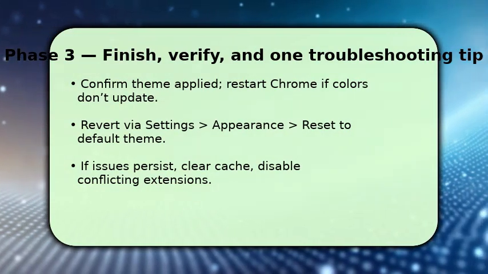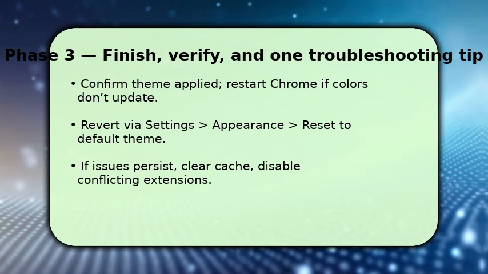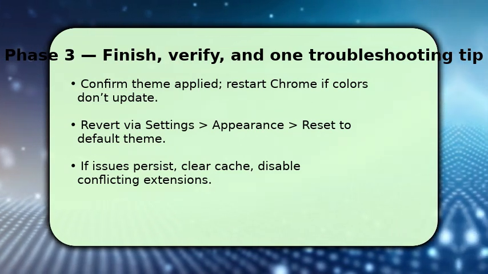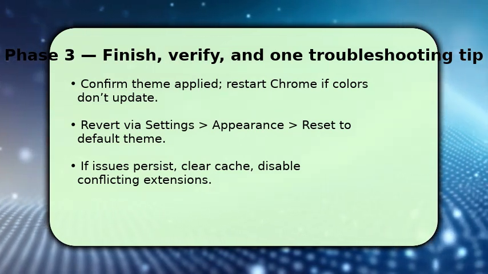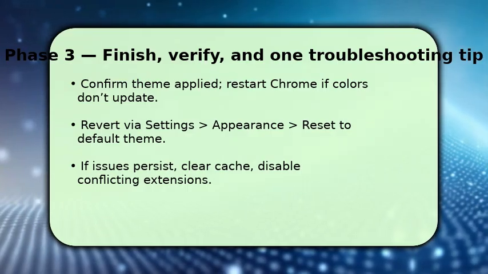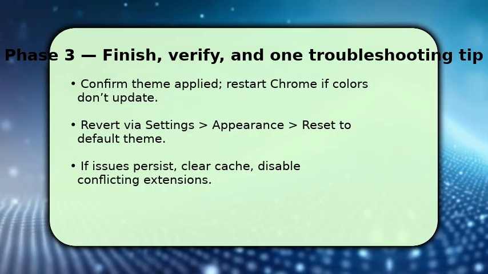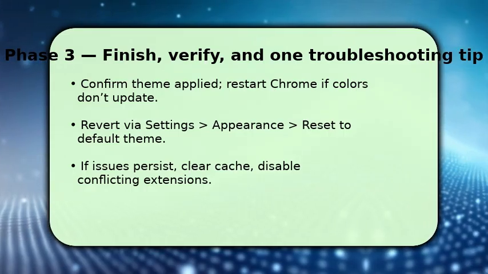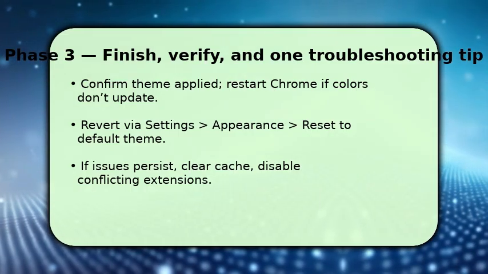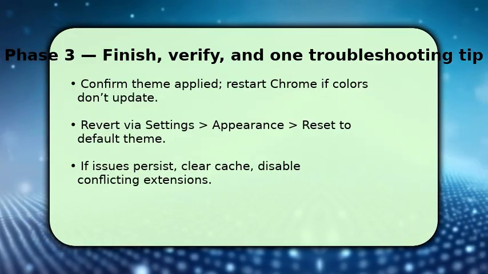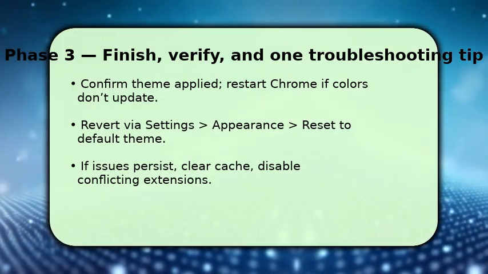If you dislike the result, return to Settings Appearance and click Reset to Default Theme. To create persistent custom themes, export and keep the theme extension. If the theme won't apply, make sure Chrome is updated, clear browser cache, and temporarily disable other extensions. Conflicts often block visuals. As a last resort, sign out, uninstall.